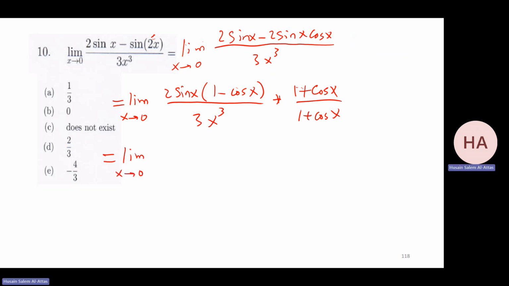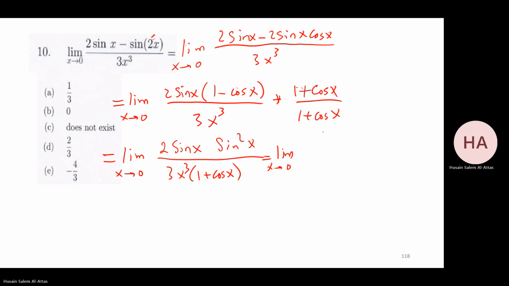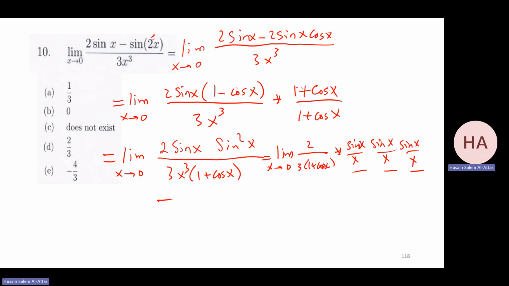Limit as x goes to 0. So we have 2 sine x, 1 minus cosine squared, and here sine squared, over 3x cubed, 1 plus cosine x. Or I can rewrite it as 2 over 3, 1 plus cosine x, times sine x over x, sine x over x, sine x over x. Those are 1 times 1 times 1. And this is just substitute. You have 2 over 3, 1 plus 1, which is 2, times 1 times 1 times 1. Cancel, so you have 1 over 3, which is this.